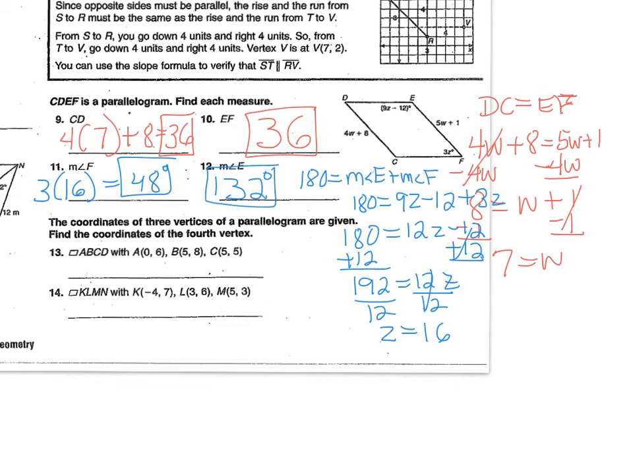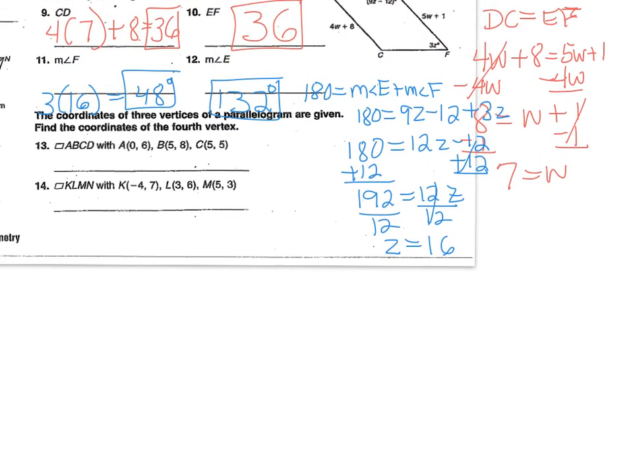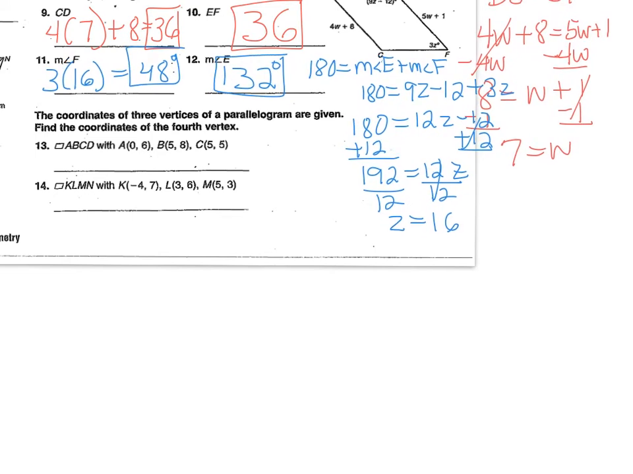Okay, now 13 and 14. In number 13 and number 14, they're saying the coordinates of 3 vertices of a parallelogram are given. Find the coordinates of the 4th vertex. So first of all, I need to plot those points. The first point is 0, 6. 1, 2, 3, 4, 5, 6. That's point A.